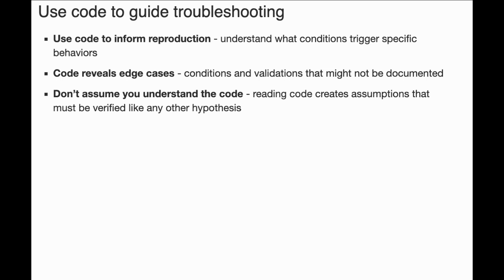Don't assume you understand the code. Reading code creates assumptions that must be verified like any other hypothesis. This is crucial. Just because you've read the code doesn't mean you understand it correctly. Code reading creates assumptions about behavior, and those assumptions need to be tested, just like anything that we do in our systematic approach. I've been wrong many times about what I thought the code was doing versus what it actually does, so always keep an open mind.